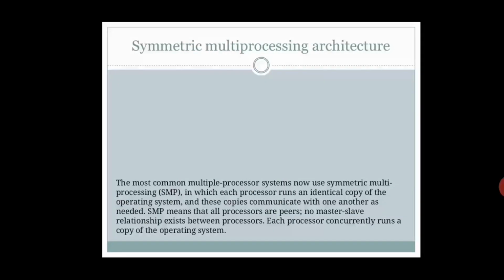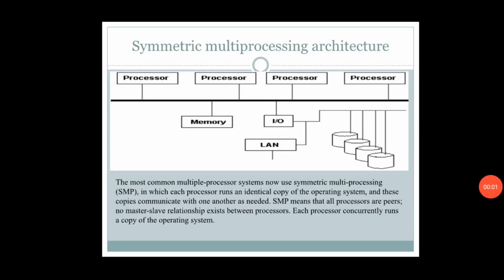Okay, the next, in this particular image you can see the symmetric multiprocessing architecture. That is nothing but, when you have multiple processors, how actually those processors will try to access the memory, IO, or the storage or any connection. Okay, the most common multiprocessor systems now use symmetric multiprocessing, that is SMP, in which each processor runs an identical copy of the operating system, and these copies communicate with one another as needed.